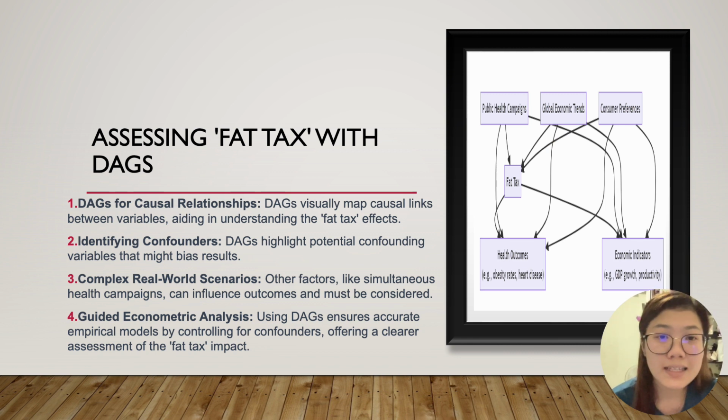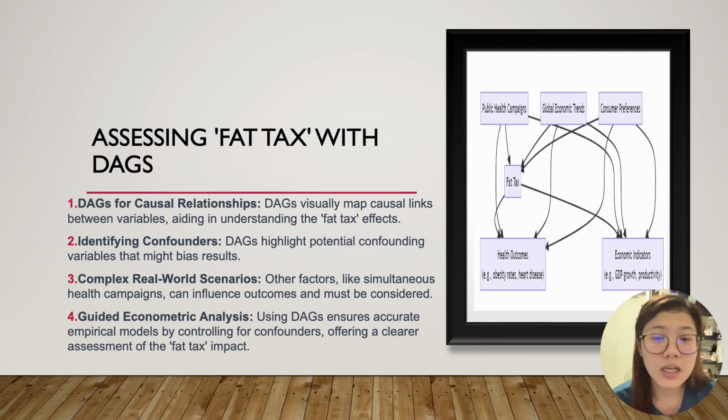So now let us understand the variables in the DAG. Variables in the DAG are the exposure variable, the implementation of the fat tax, and outcome variables, which are health outcomes, for example, obesity rates and heart disease incidence, and economic indicators, for example, GDP growth and productivity. Next, the confounding variables are factors that might influence both the exposure and the outcome, such as public health campaigns, global economic trends, or changes in consumer preferences.